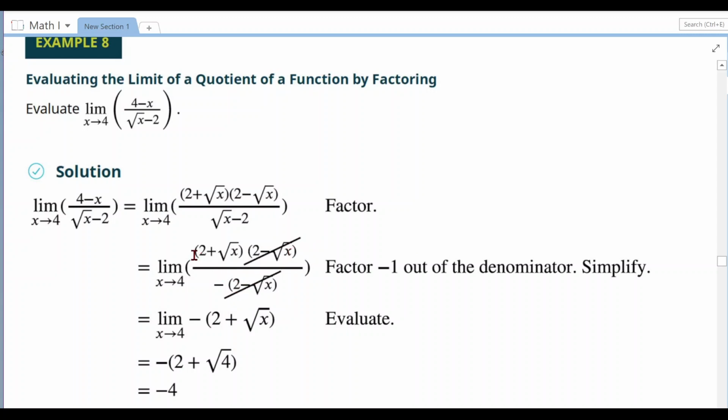We have negative 2 plus square root of x, and by direct substitution of x equals 4, you get minus 2 plus square root of 4, which becomes 2, so we got negative 4 in total.